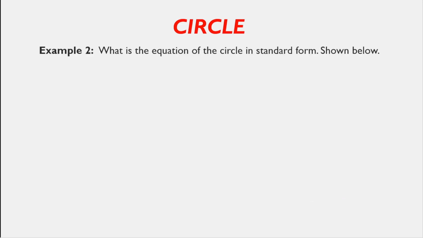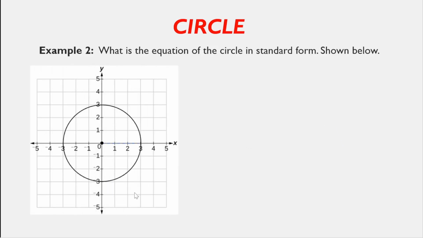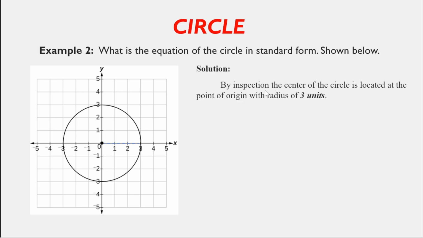Example number 2. What is the equation of the circle in standard form shown below? As you can see, this is our illustration, and the center of the circle is located at the origin. By inspection, the center of the circle is at the origin with a radius of 3 units. So we can say that (h, k) is at (0, 0) and r is equal to 3.